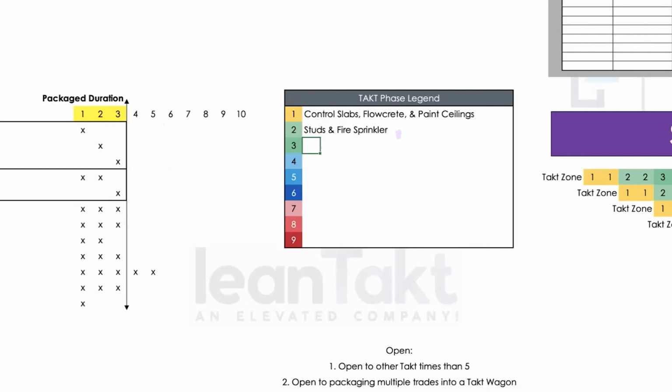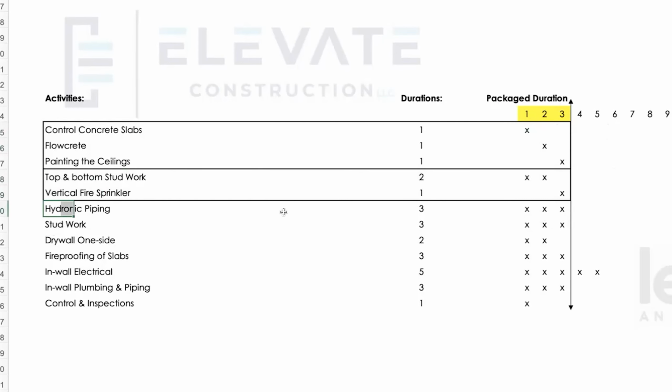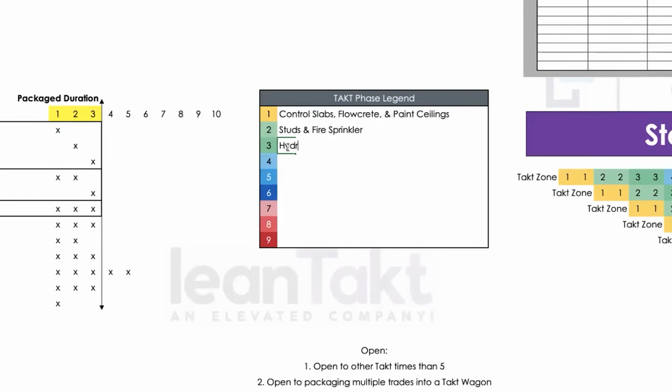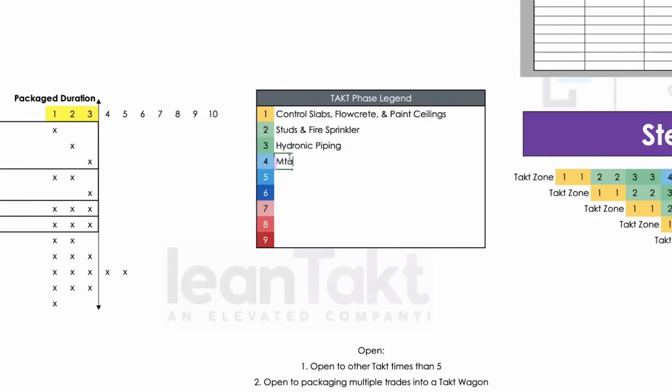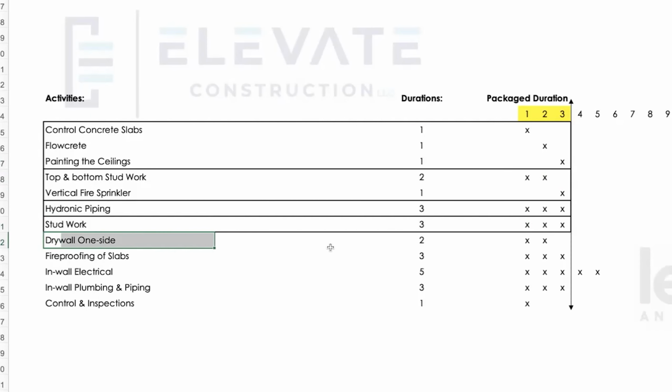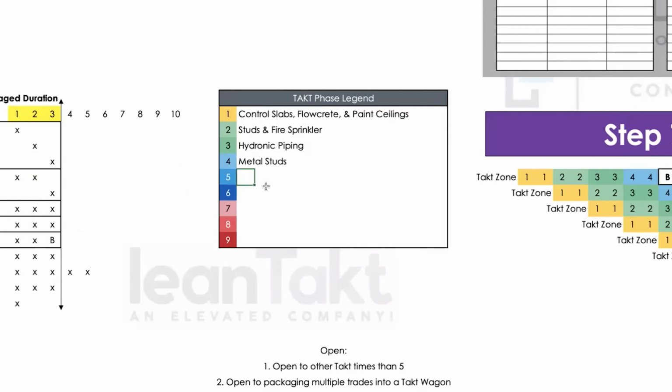So they directly translate. Now, as I go down here, hydronic piping already has 3 days, so that would be its own takt wagon. And I know it's painful to watch me, but please just stay with me for a minute. Your stud work will be 3 days over here, so metal studs, and then drywall one side, probably because there isn't another smaller activity with it. I would make it its own takt wagon, but use the 3rd day as a buffer. So now I've got 1 buffer day in my sequence. So then this takt wagon number 5 would be drywall one side, okay?